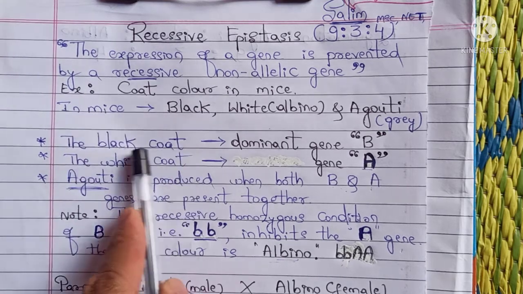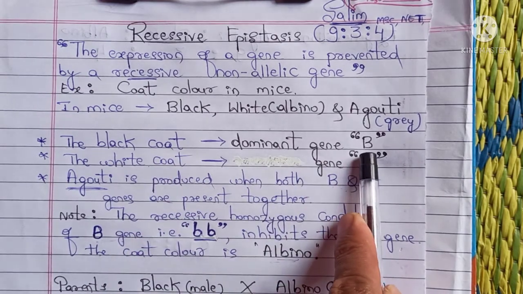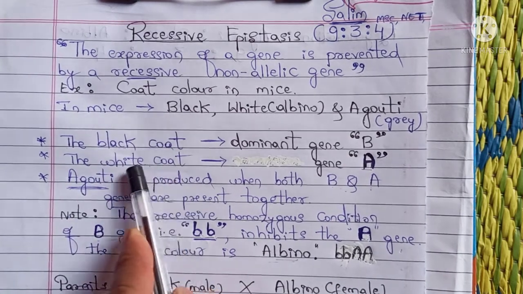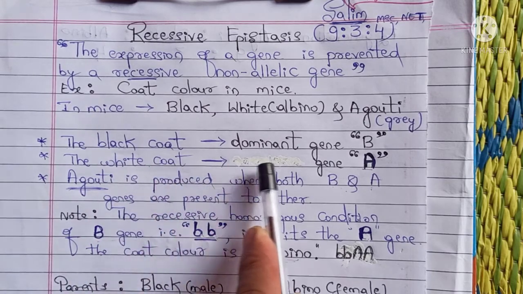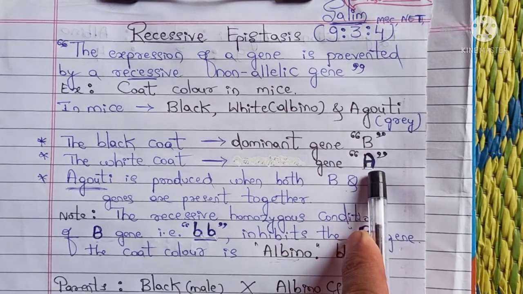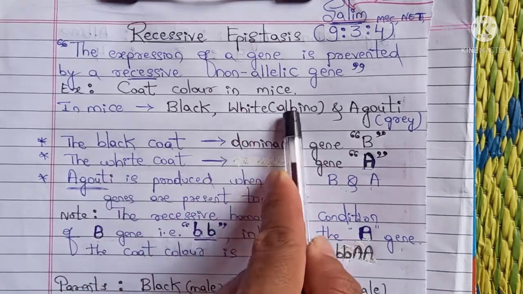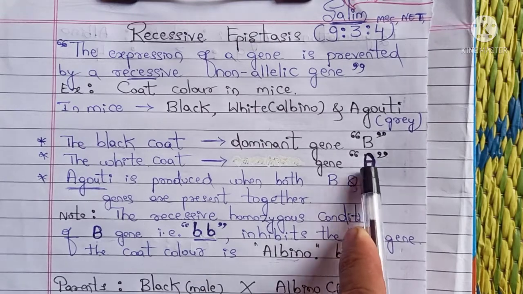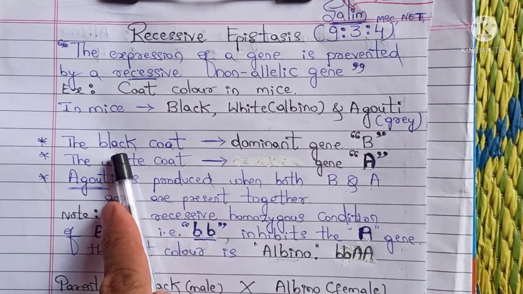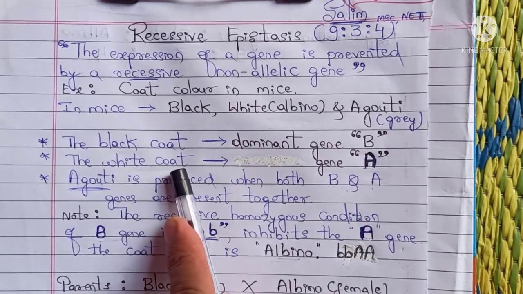The black coat is controlled by a dominant gene, capital B. So I am taking B to indicate the black coat. And the white, nothing but albino coat, is produced due to the presence of another dominant gene, capital A. You can ask me, sir, why have you not taken W? Because white is also called albino, therefore the letter A is taken by me to avoid confusion. So dominant B gene is responsible for black coat and A gene is responsible for albino or white coat.